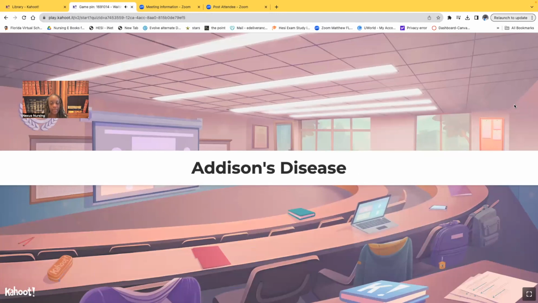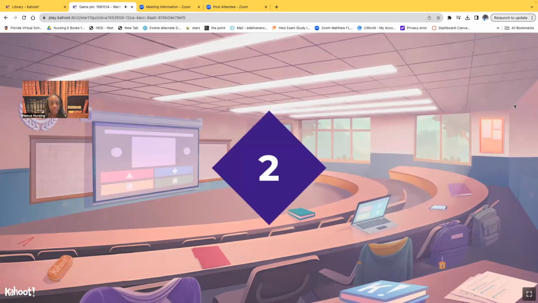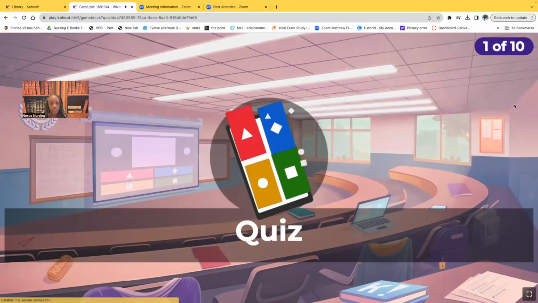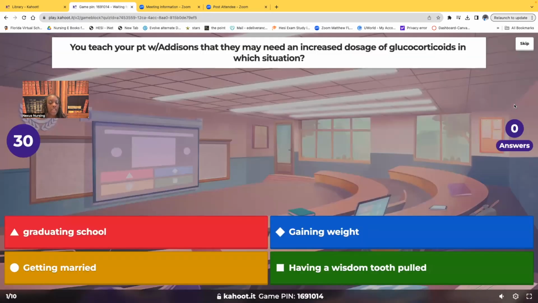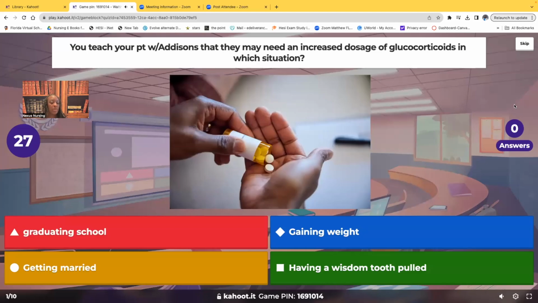Addison's disease. First question. You teach your patient with Addison's that they may need an increased dosage of glucocorticoids in which situation? Would it be if they were graduating school? Would it be if they were gaining weight? Would it be if they were getting married? Or would it be if they were having a wisdom tooth pulled? When would you teach your patient with Addison's disease that they may need an increased dosage of glucocorticoids?